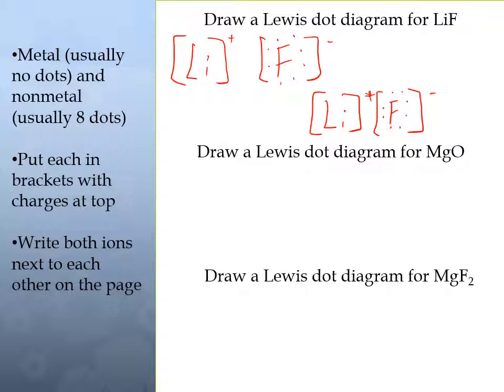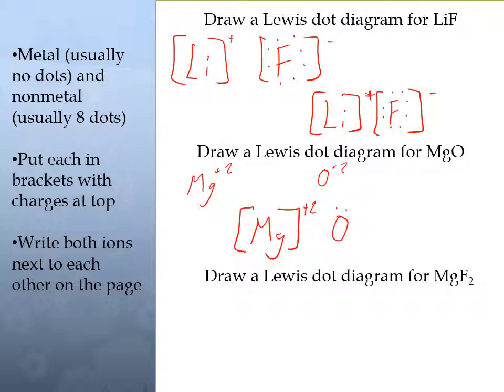For the next one, MgO, same kind of thing. We would look up and see that Mg makes a +2 charge, and O will make a -2 charge. So I'm going to draw Mg. Normally Mg has 2 valence electrons, but to get that +2 charge, we have to get rid of both electrons and put in brackets with a +2 charge written to show that something has changed. And right next to it, to show that they are attracted, I'm going to do the oxygen.